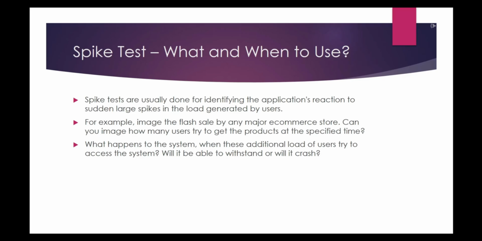This was only the number of users who were lucky to get this phone. There may be 3 times more users who tried to purchase the product. So using the spike test, we as performance testers like to see what happens to the application when this additional load of users try to access it. Will it be able to withstand the user load or would it crash?